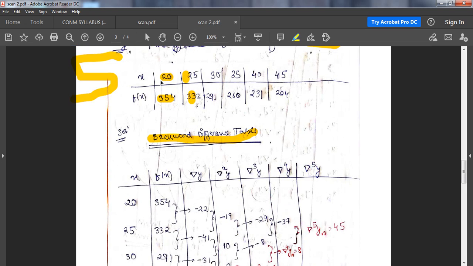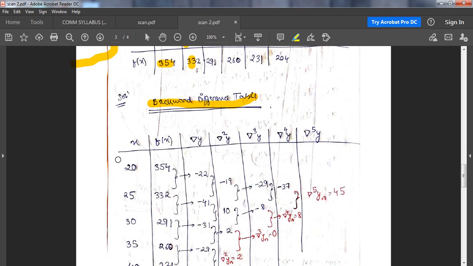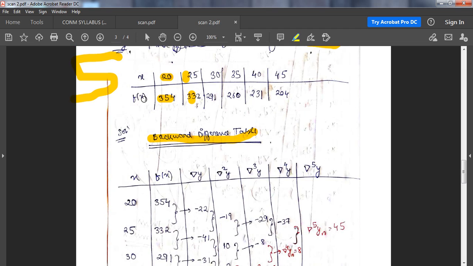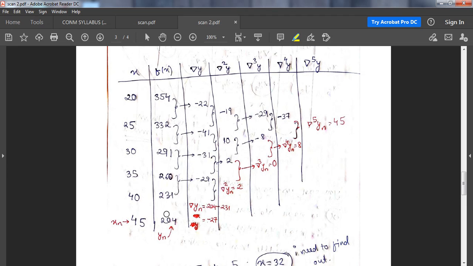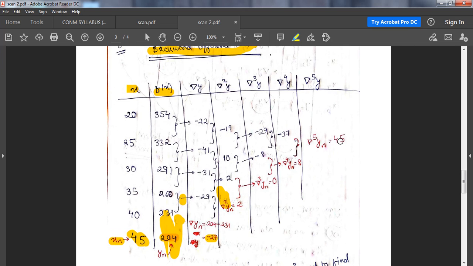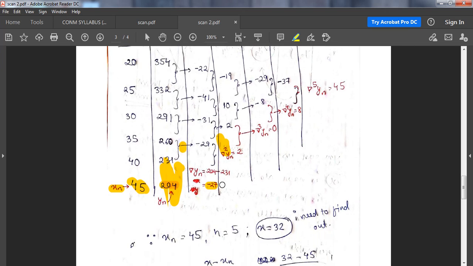I have just put down the values 20 to 35 in the first column. In the second column, I have written the corresponding f of x values. As you can see, the last value is 45 for x. It is your xn. Similarly, the last value for f of x, which is y, is your yn. Now start from the last and keep on continuing. From these two values you can calculate this, from these two you can calculate this, and so on. Keep on doing it, so you will get your data sets.